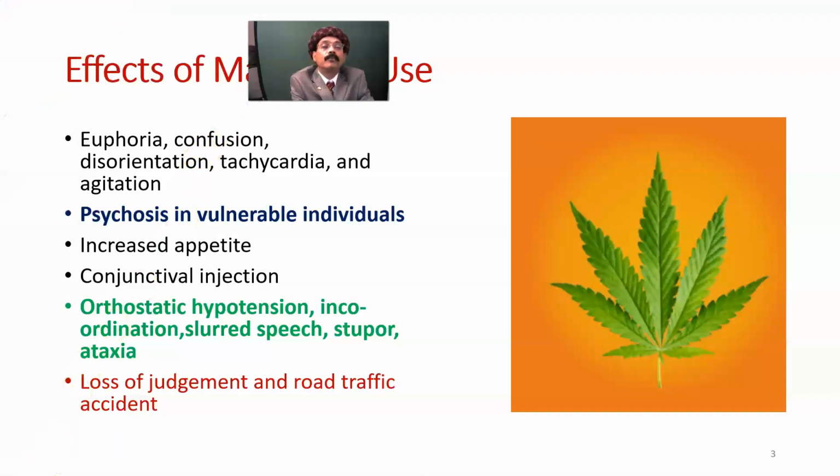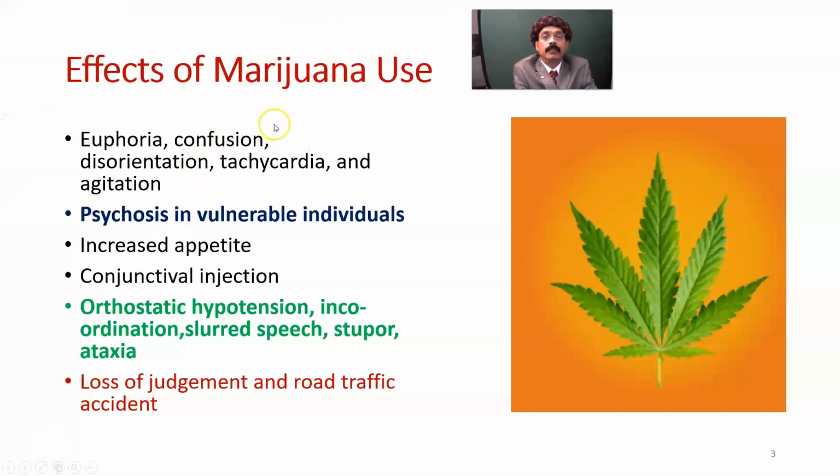So what are the effects of marijuana use? It causes euphoria. People feel high, with confusion, disorientation, tachycardia, and agitation. It may cause psychosis in vulnerable individuals. That means people with schizophrenia will manifest gross psychosis, and even some people who are vulnerable or psychologically weak may develop panic disorder.